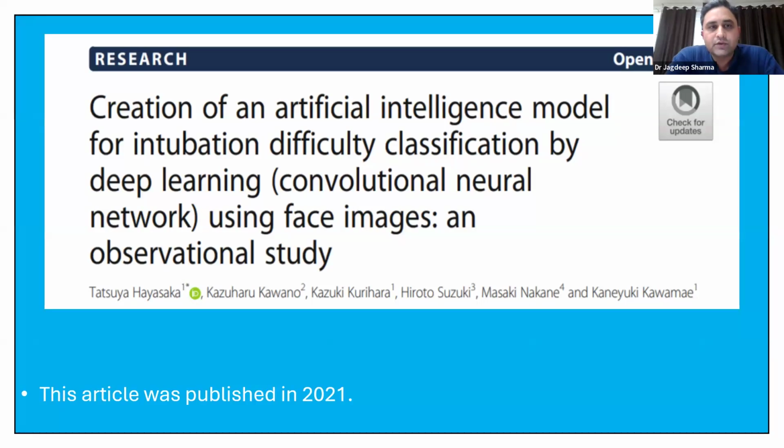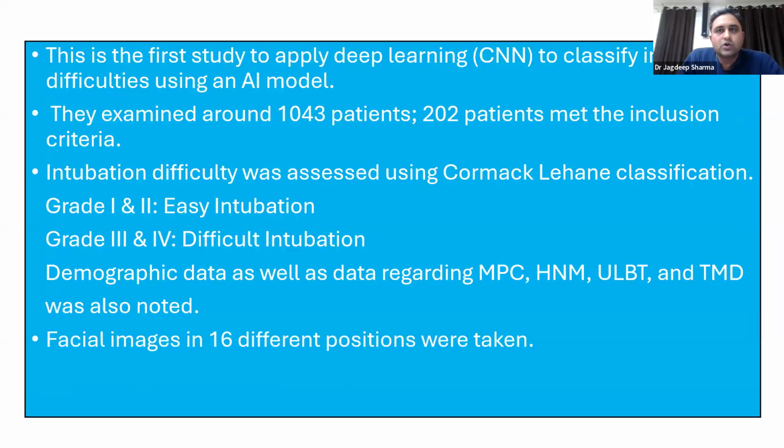This is the study which was done by Hayasaka et al. They used a deep learning CNN neural network using face images for the creation of an artificial model for assessment of intubation difficulty. This article was published in the Journal of Internal Medicine in 2021. So what they did was they used a deep learning method of machine learning, and they examined around 1043 patients.